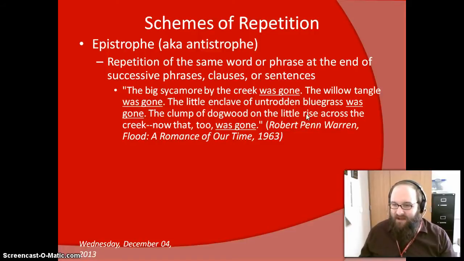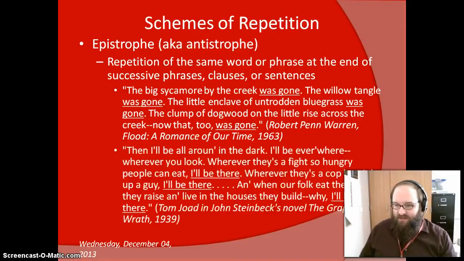And by repeating that over and over again, we're left with that sense of loss that this particular speaker has. And it's just because it's repeated over and over again. Here's another example from a book we're about to start reading, The Grapes of Wrath. This is from a little monologue that Tom Joad delivers toward the end of the novel.